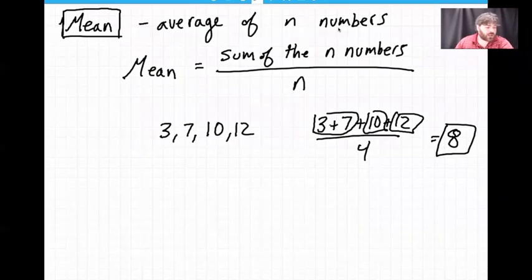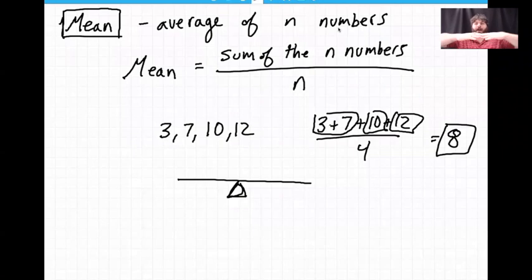Now there's something really, really important I need to make sure you understand. Think of it like a balance beam or like a seesaw, right? And you want to balance that seesaw. The mean, the average, will always be in the middle of this seesaw. So this number right here will always be your mean, okay?